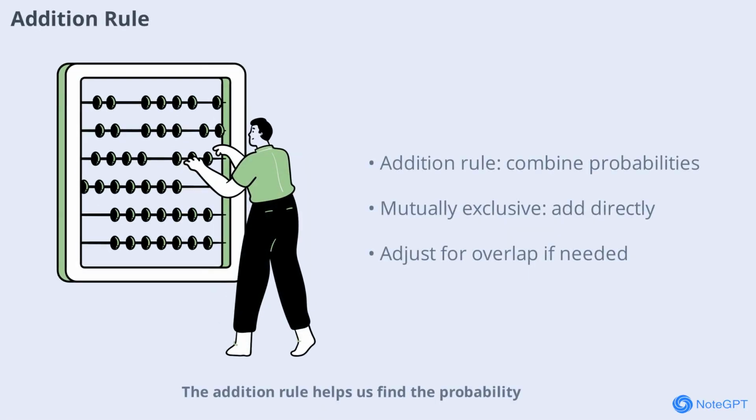The addition rule helps us find the probability that at least one of 2 events happens. For mutually exclusive events, simply add their probabilities. For example, the probability of rolling a 2 or a 5 on a die is the probability of 2 plus the probability of 5. If events aren't mutually exclusive, we need to adjust for overlap. This rule is a powerful tool for combining probabilities.